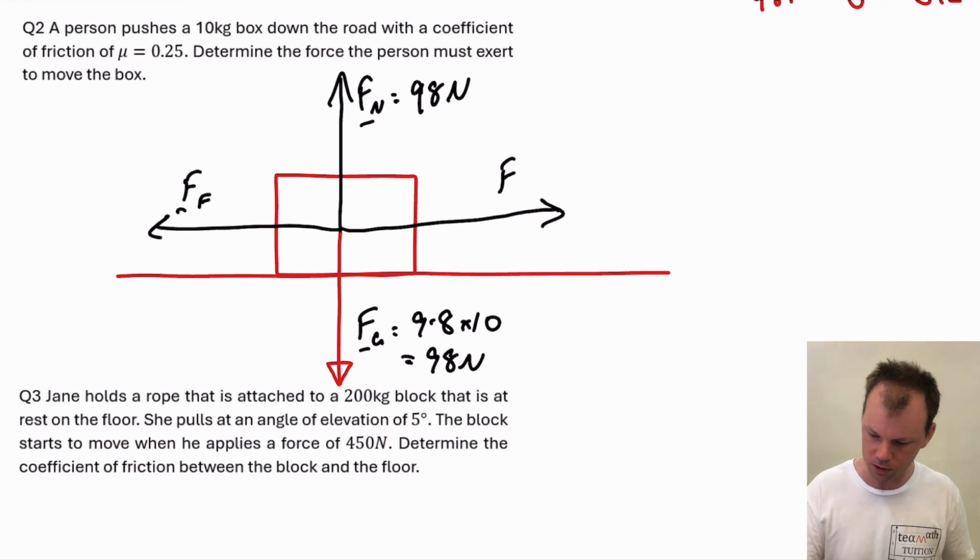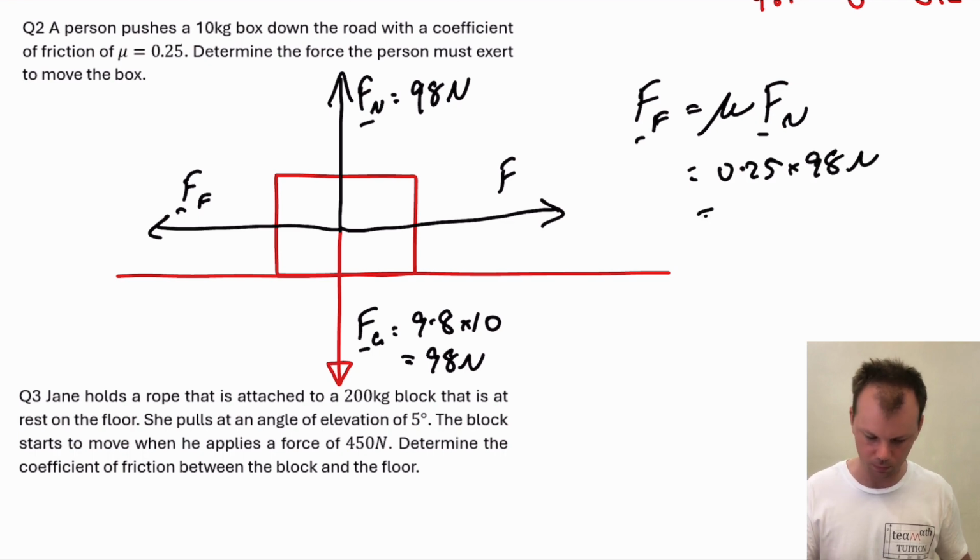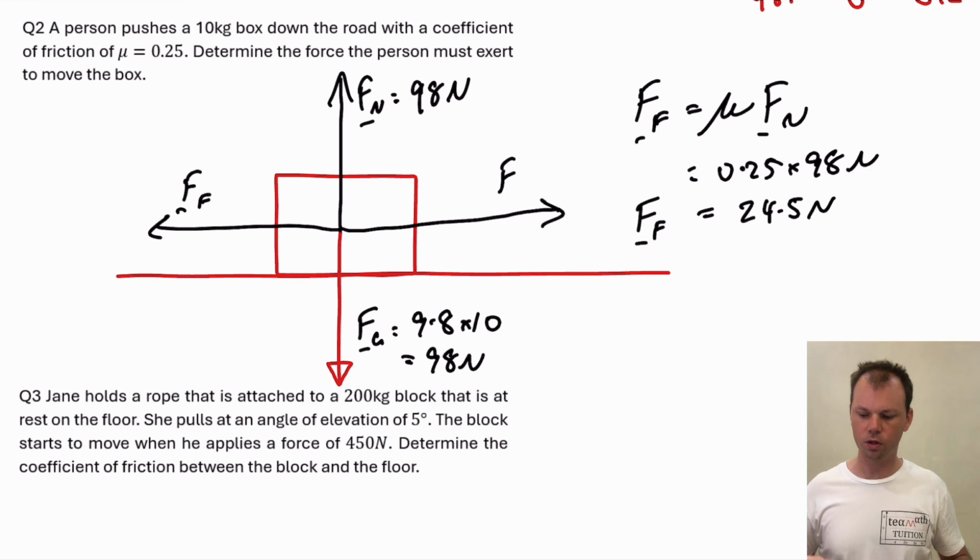So the frictional force is mu times the normal force, which is 0.25 times 98 newtons, which equals a quarter of 98, which is 24.5 newtons. So the person would have to apply 24.5 newtons to be able to move the box. Okay, and that's our answer.